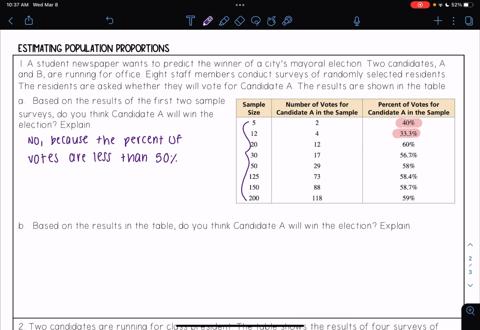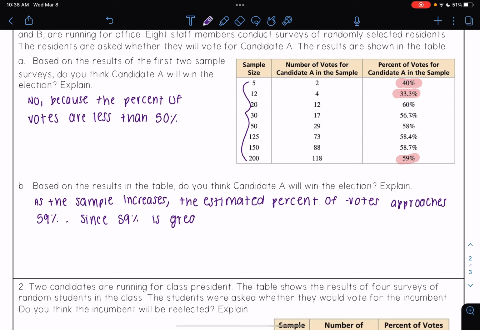And so because of that, since 59% is greater than 50%, candidate A will probably win the election. So this shows the importance of sample size. You see that a small sample size may be not a good representation, but the bigger the sample size, the more accurate the representation of the population.